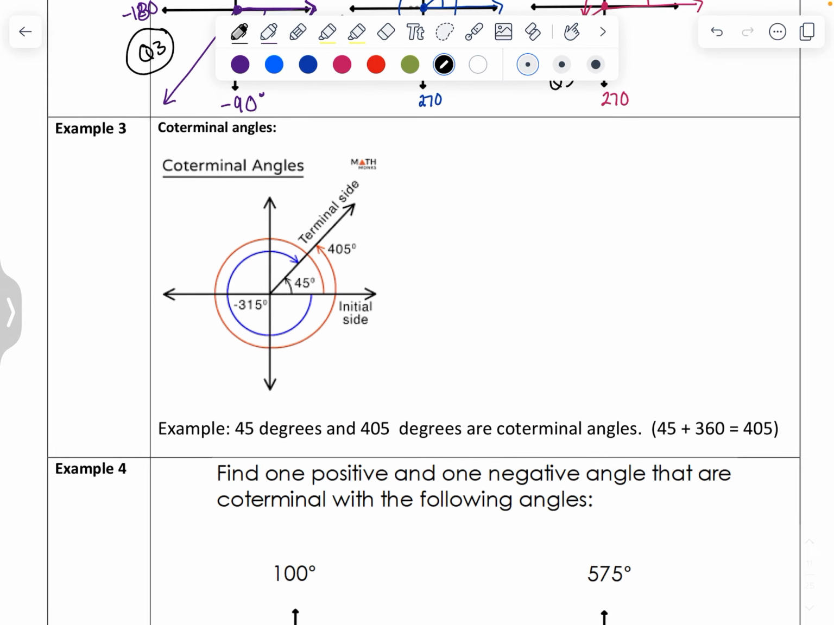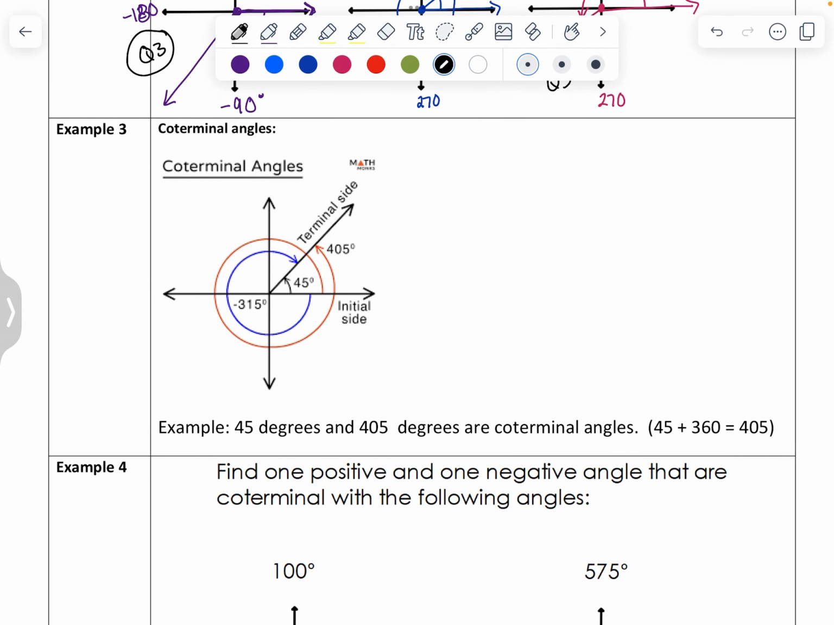We have a new vocab word again that's called coterminal angles. So you'll notice that it has the word terminal in it. And remember, the terminal side is the side where the angle ends. Angles that are coterminal have the same terminal side. So for example, 45 degrees, you can see on this picture, 45 degrees starts here and ends here.